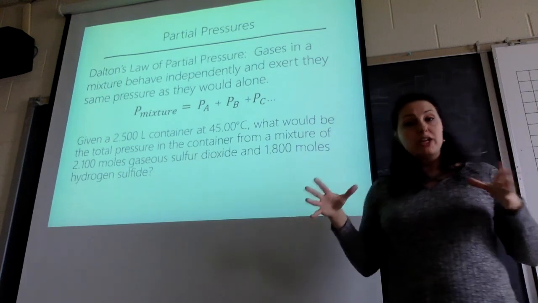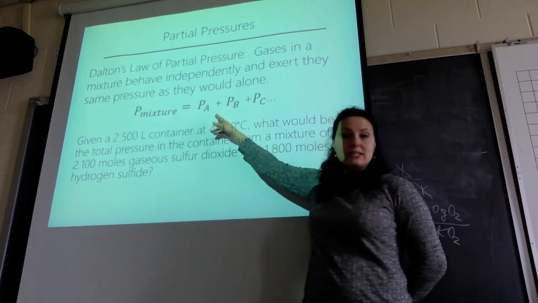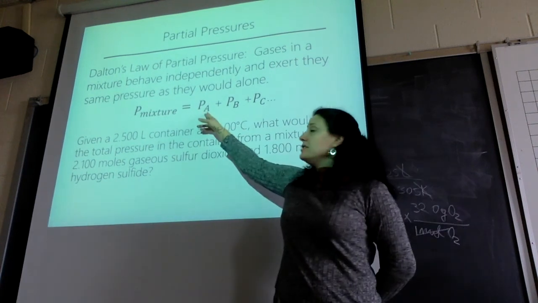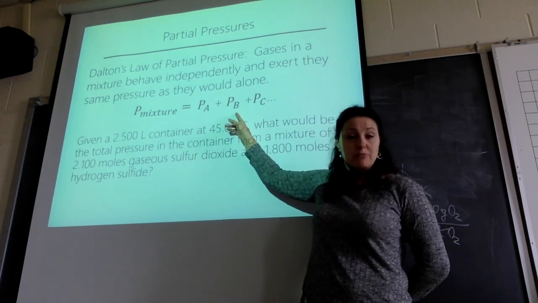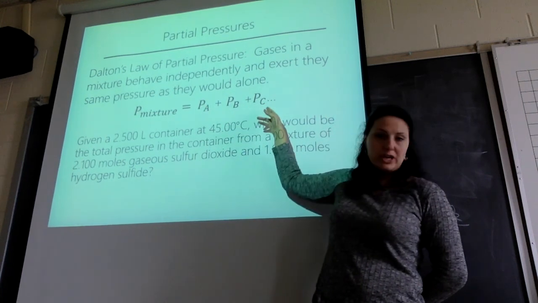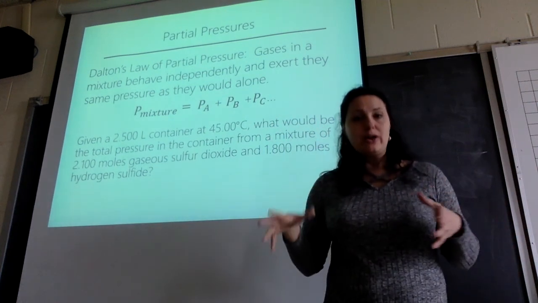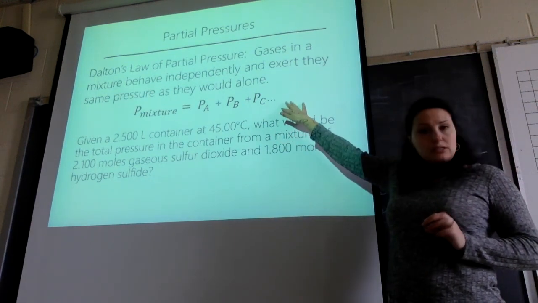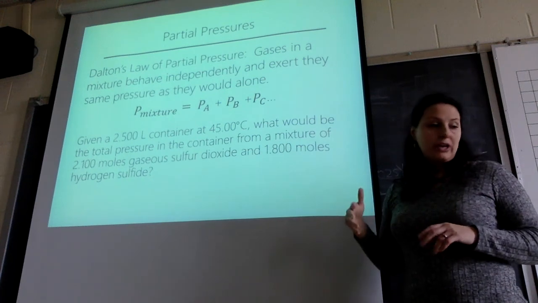Then the total pressure of the system, of the mixture, is given as the sum of the individual pressures of each gas. So if this A was my oxygen, this would be the pressure of oxygen plus the pressure of B, nitrogen, plus the pressure of water vapor, etc., however many gases you have in the mixture. Okay, so that's the law of partial pressures, or Dalton's law of partial pressures.